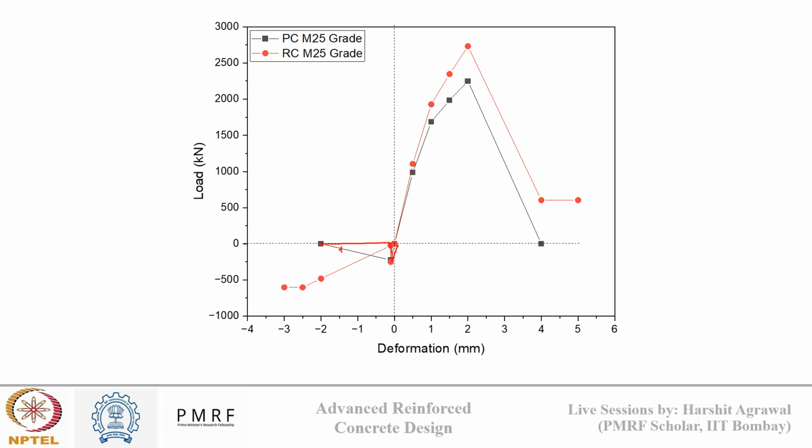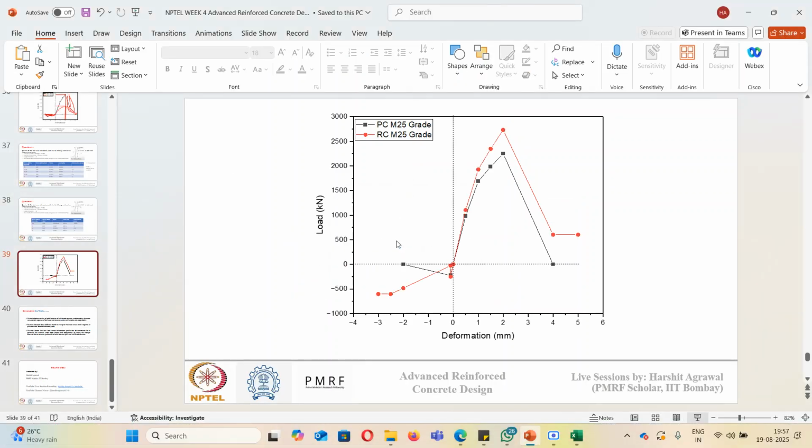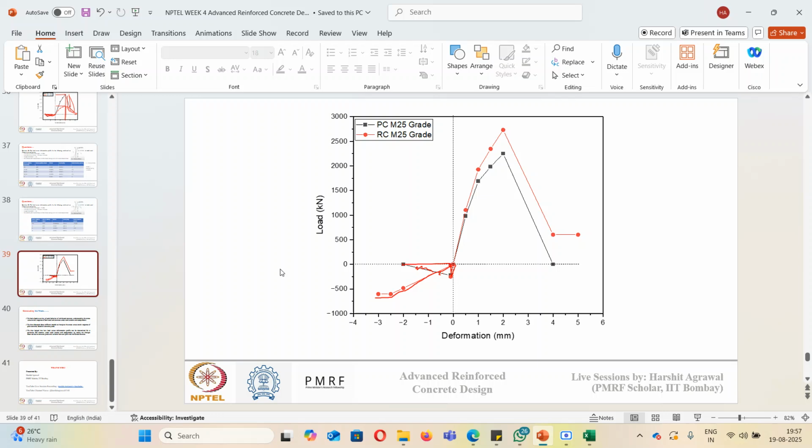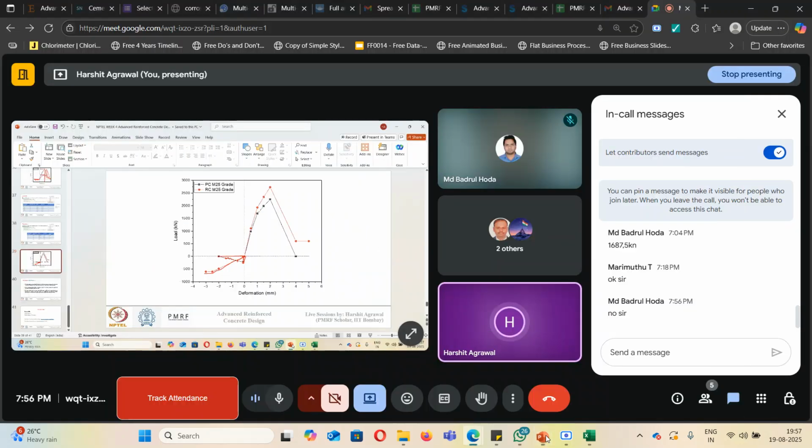However, for reinforced concrete, it is showing an increase in the stress profile, and then it is becoming linear. Okay, so this is the major change that the steel is doing. It is increasing the tensile capacity of the reinforced concrete system, and that we can clearly see in the load versus deformation profile. Any doubts?